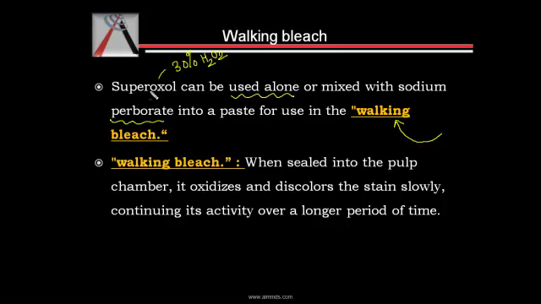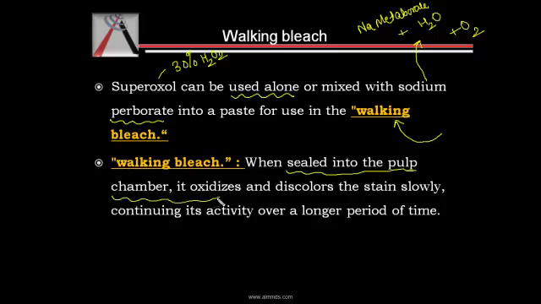Now, when superoxole is mixed with sodium perborate, it decomposes into sodium metaborate plus water plus oxygen. And this walking bleach can be sealed in the pulp chamber. It oxidizes and discolors the stains slowly. So it can be left inside the pulp chamber, and patient can go home with the bleach inside the pulp chamber, and this bleach is effective for a longer period of time, slowly bleaching the tooth. Hence it is called as the walking bleach.